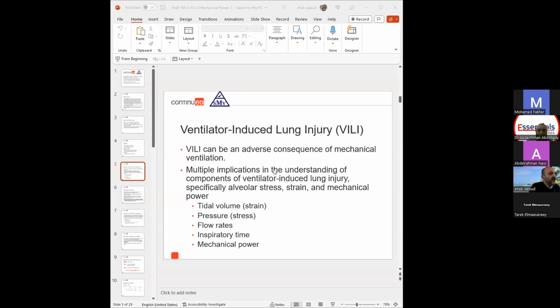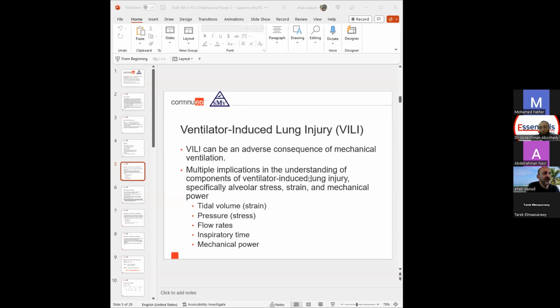So ventilator-induced lung injury, as we all know, can be an adverse consequence of mechanical ventilation. It's very hard to really quantify how many of our patients have ventilator-induced lung injury, because there are so many forms of lung injury, and we don't have a gold standard to diagnose them. But there are many implications.